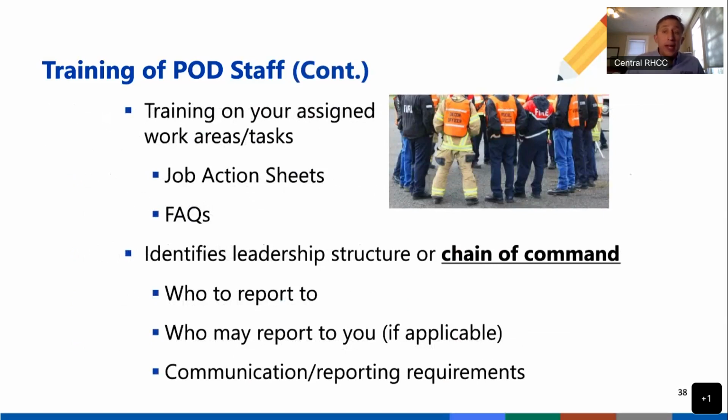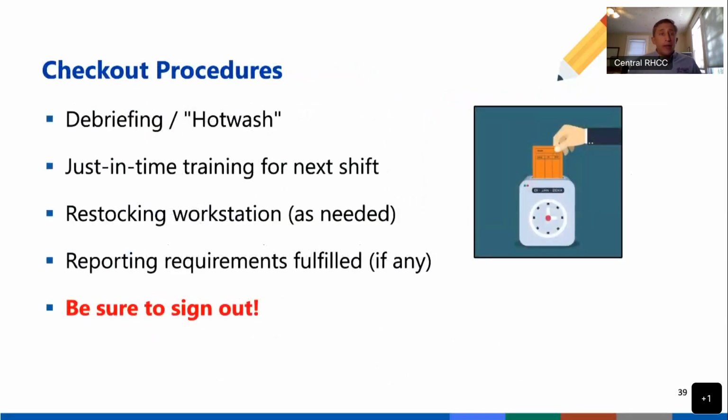We'll provide, in some cases, job action sheets. We do have those ready for a number of different scenarios, but if it's a novel scenario, then that may not be the case. And you'll also get a clear organizational structure, and this will come out in the incident action plan too: who you report to, who reports to you, and any other communication requirements. So you might have a radio, for example, and you'll get some just-in-time training on how to use that.